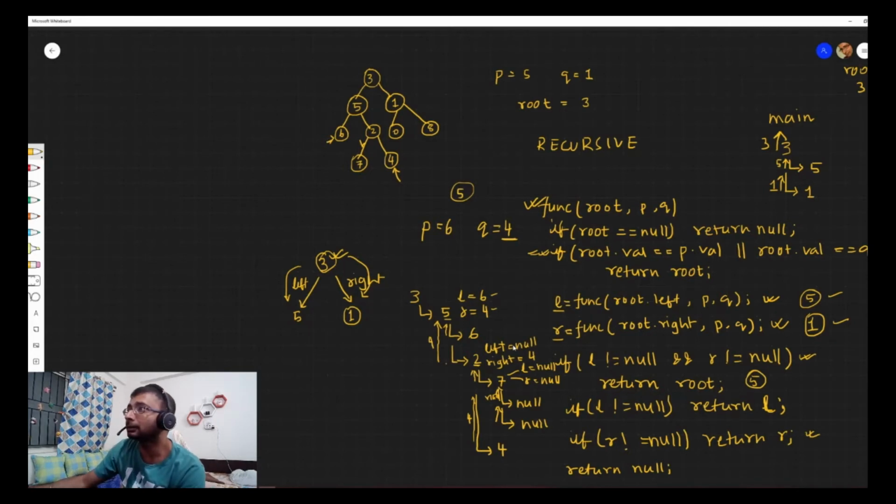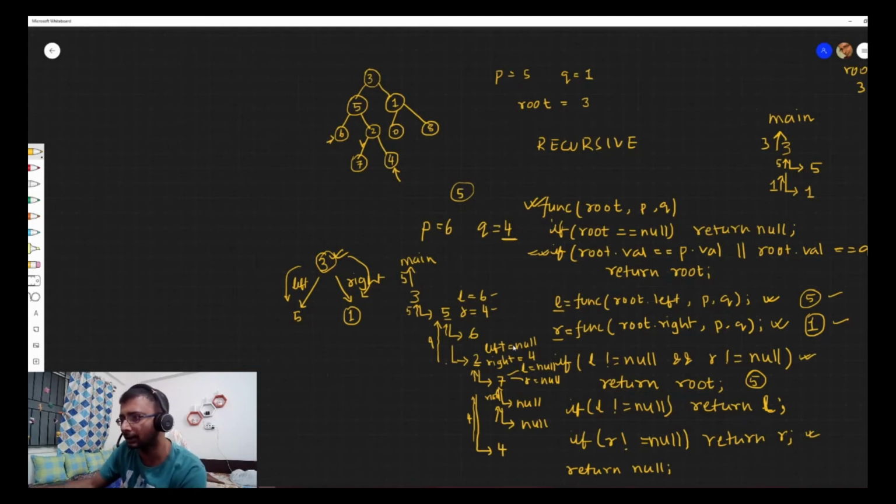And when this condition is matched, so 5 is returned to the main function. So what happens is 5 returns himself to 3, and 3 returns what it got from 5, which is 5, to the main function. You can see over here how we can find the descendant node easily between the nodes.